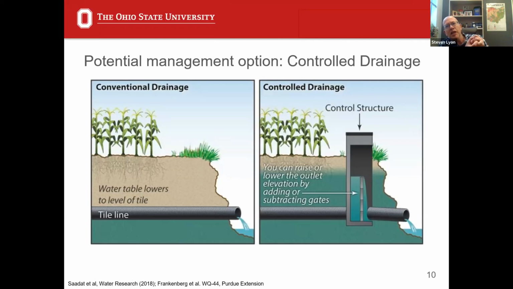Potentially one is called controlled drainage. Here's a simple schematic of this agricultural management practice that treats tile runoff from tile drainage systems. This has been around for a while, and we're looking at it here.